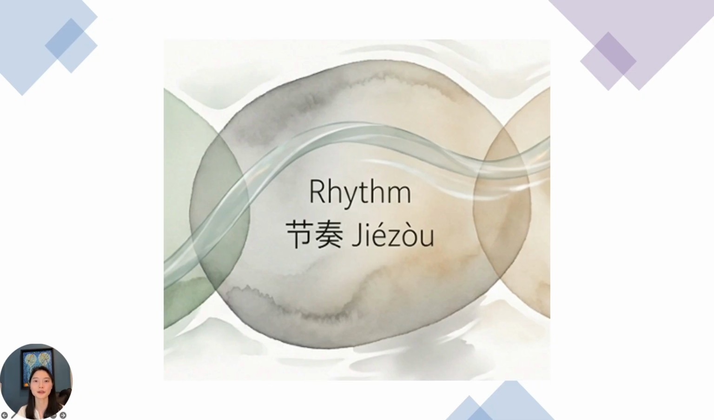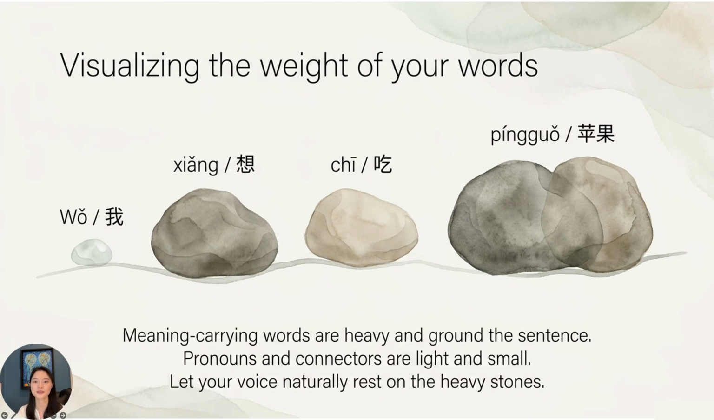Mandarin has a natural rhythm. In a natural sentence, the words that carry meaning get slightly more weight. The smaller connecting words are lighter. Listen to the sentence. 我想吃苹果。One more time. 我想吃苹果。I want to eat an apple. 想吃苹果 has more weight. 我 is lighter. This is a natural Mandarin rhythm. You don't need to think about this consciously. Just listen to native speakers and let your ear absorb the pattern.